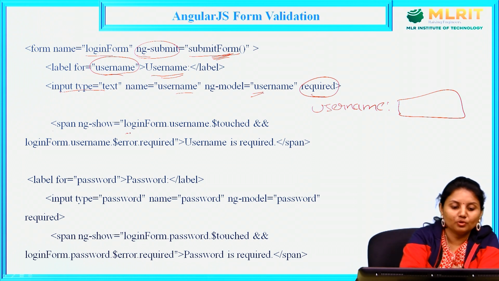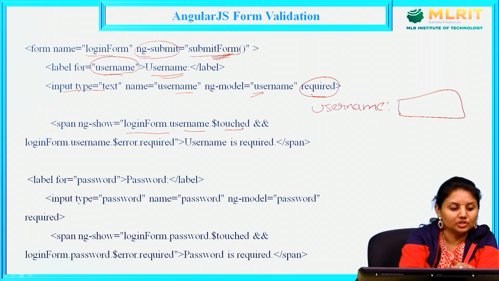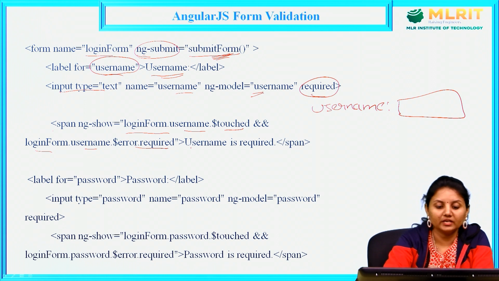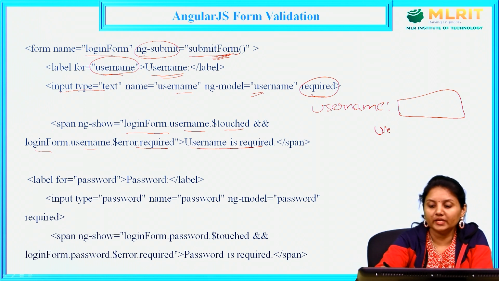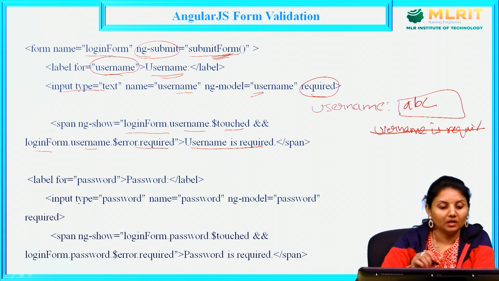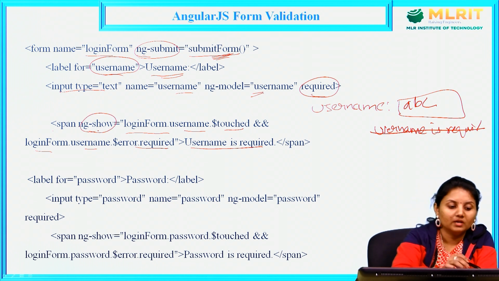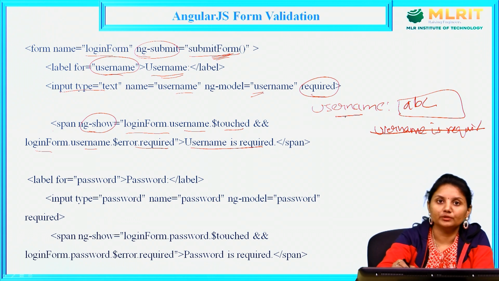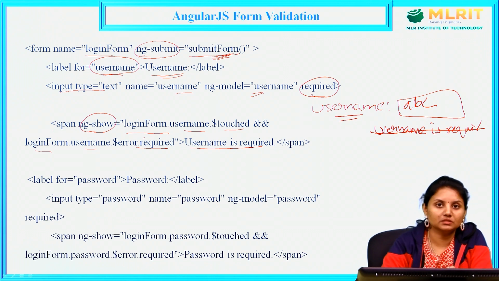Span ng-show loginForm.username.$touched and loginForm.username.$error.required. What is this? It shows that if it is empty, it will show that username is required. Here you will get the message, username is required, because this is empty. If you give some input, this will not be displayed. So try to understand: ng-show is used to display the error message when the input field is empty. What is this input field? Username. If it is empty, the message is shown here.